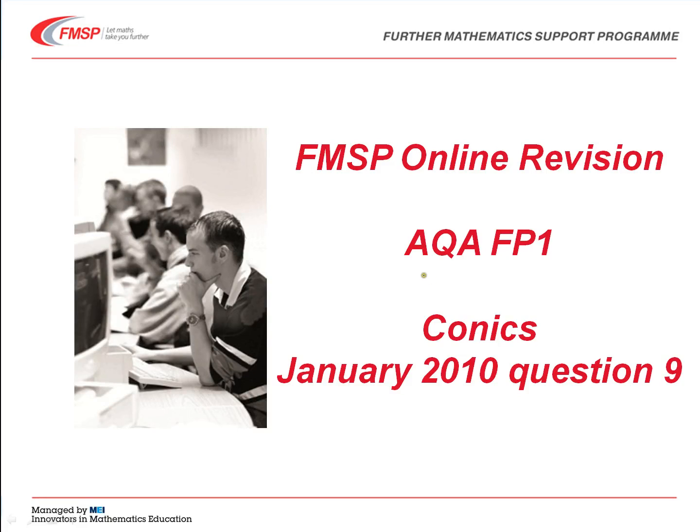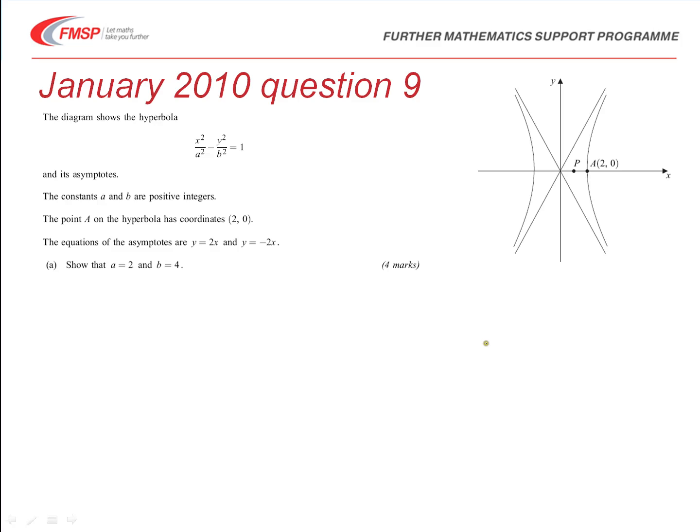Well, welcome to this online revision session for AQA FP1, in which we will be considering the January 2010 question 9 on conics. Well, the first part of this question gives you the equation of a hyperbola as x squared over a squared minus y squared over b squared equals 1.